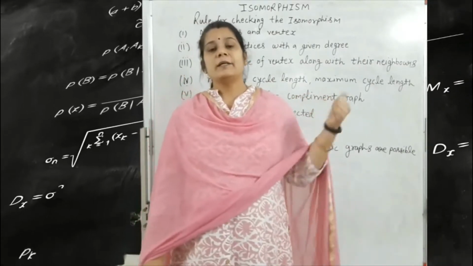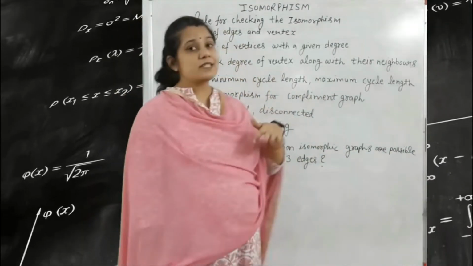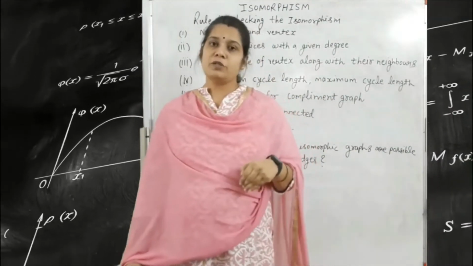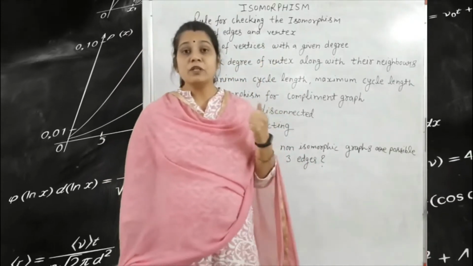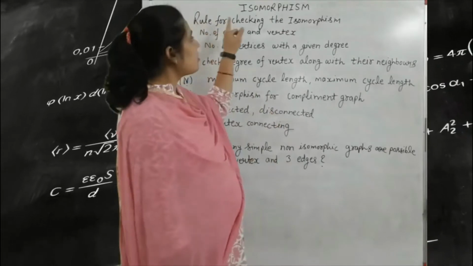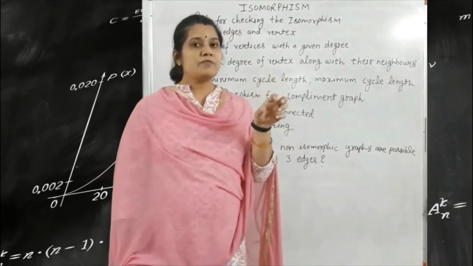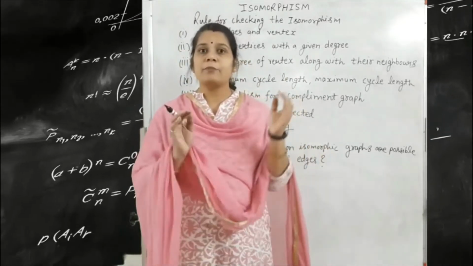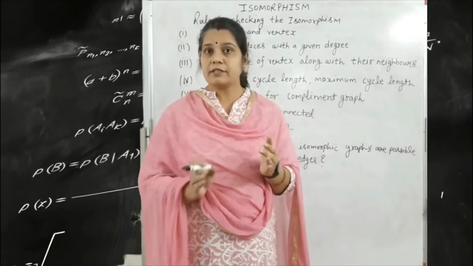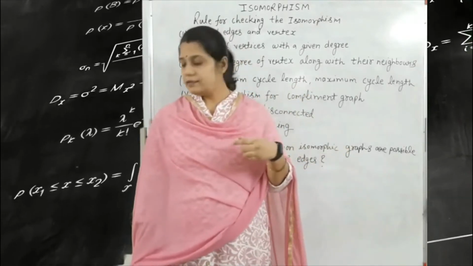Okay. So here some rules are very important, because with the help of these rules you find out whether the given graph is isomorphic or not. So rule number 1 is the rule for checking the isomorphism. We are given two graphs, so you check the properties of both the graphs. After that you decide whether the given graph is isomorphic or not.